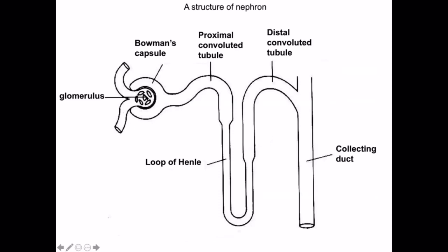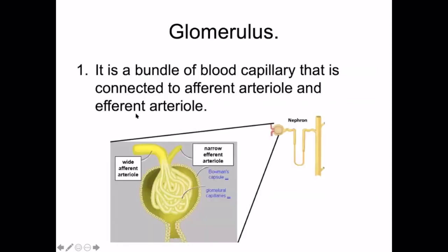Okay, here. Okay, glomerulus. Okay, so basically you have to know that glomerulus is a bundle of blood capillary that is connected from afferent arteriole and efferent arteriole. Okay, so this is 1 unit of nephron, and if we make it bigger, we can see this kind of picture. Okay, so this is glomerulus, and it is connected by afferent arteriole and efferent arteriole.